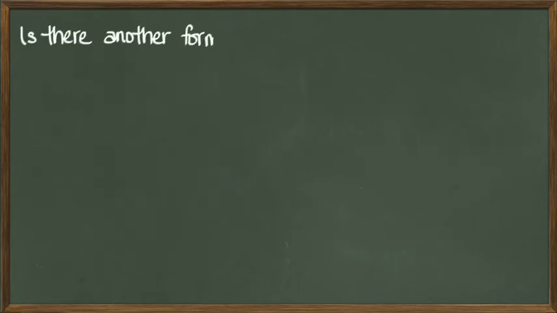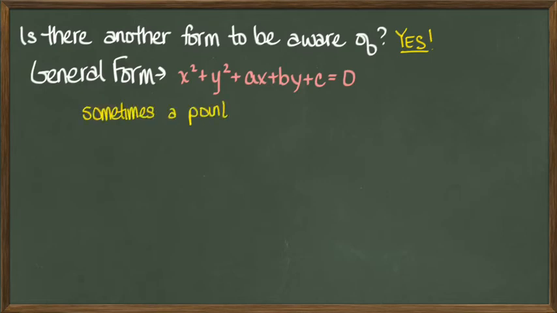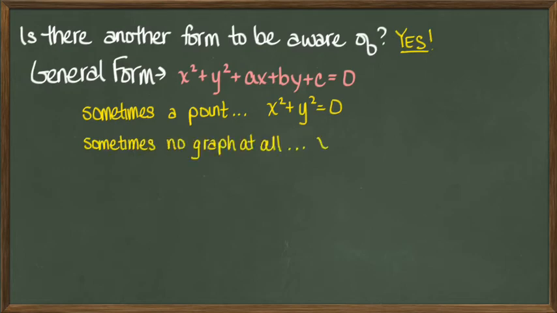Well, with every other equation we've ever looked at, there were always other forms that we needed to be conscious of. So are there any other forms for circles? There are. There's what's called the general form. Now, the general form, even though we say this is the general form equation for a circle, general form doesn't always generate a circle. Sometimes it's just going to be a point. In the case of x squared plus y squared equals 0, it's got a radius of 0. It's just the point (0, 0). Sometimes you're not going to get any graph at all. Sometimes it just doesn't make sense to the ideas of what we're trying to put in the plane.